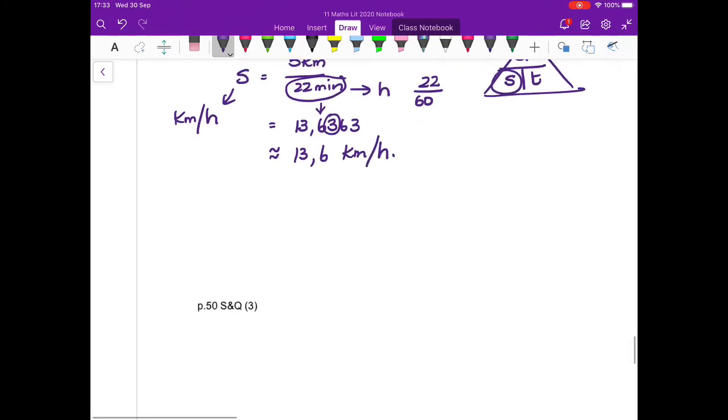For more practice, please go to page 50, the summary and questions, and number 3.